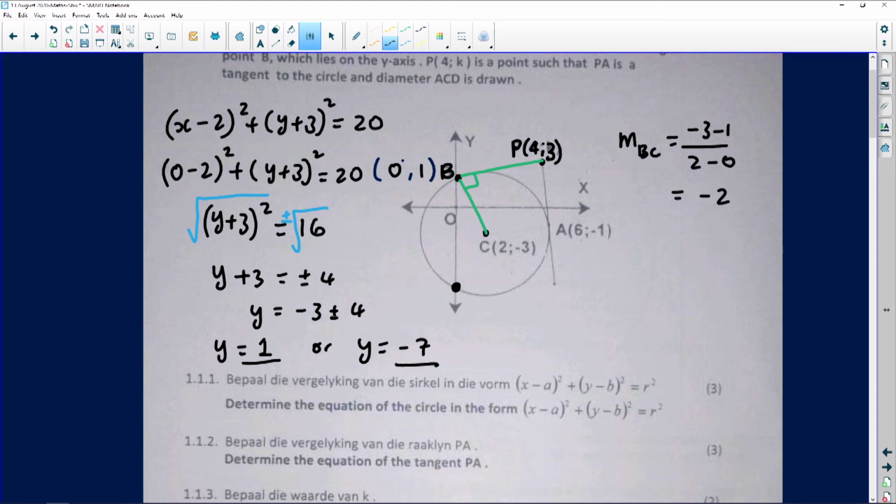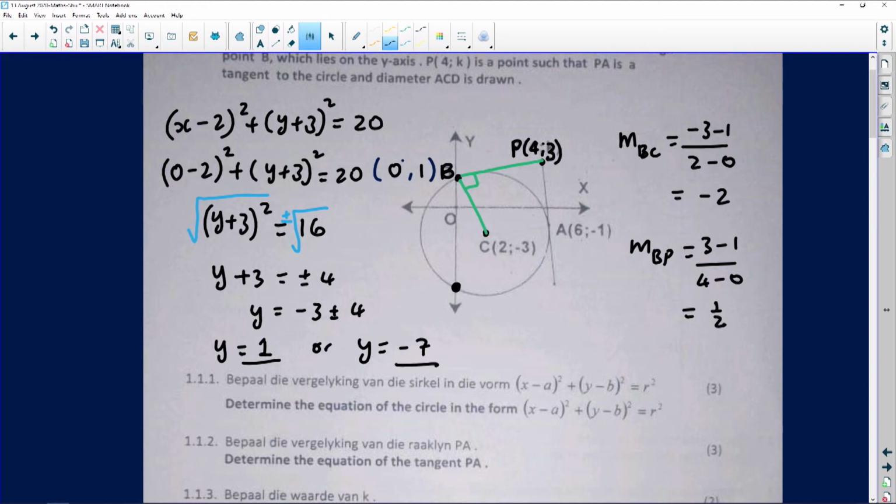Right. After that, we then look for the gradient of the other one, BP, which is also going to be changing y over changing x. So that's going to be 3 minus 1 over 4 minus 0, which gives you an answer of 2 over 4, which is exactly 1 over 2.